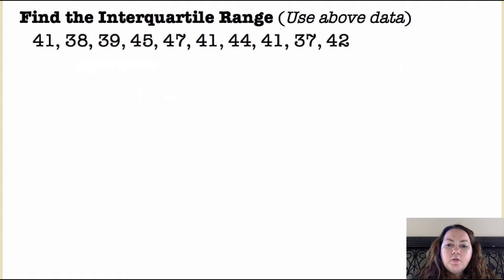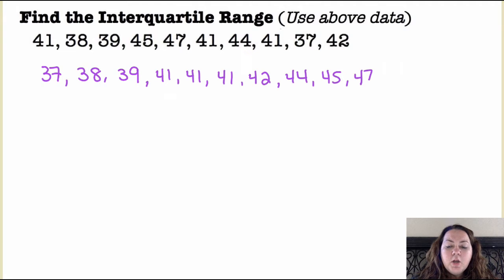Find the interquartile range using the same data that we had from above. First we need to put the data in order from least to greatest. The interquartile range takes the middle number of the upper half minus the middle number of the lower half. So first I have to figure out where the halfway point is. I put a dotted line right through the middle. I had 10 numbers, so right in between the fifth and sixth number, I divided the data set in half.